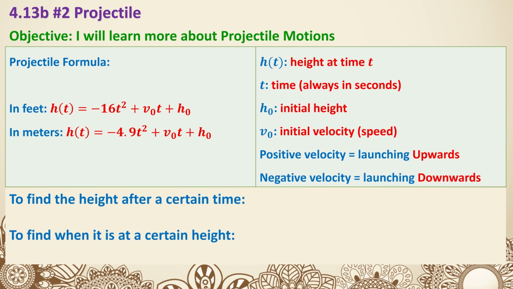h of t equals negative 16t squared plus v sub 0 t plus h sub 0. Or we can change negative 16 to negative 4.9, which means that would be in meters. And again, these two numbers, negative 16 comes from 32 feet per second squared, which is your gravitational acceleration. And this comes from 9.8 meters per second squared. And that's also your gravitational acceleration. It's just that they are different units.